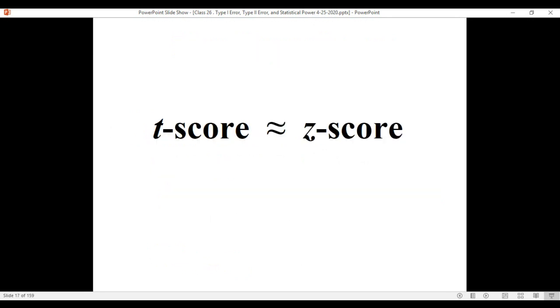Now, in most circumstances, a t-score is pretty much the same as a z-score. When you see the word t-score, you should think this is just a variation on the z-score. When sample size is less than 30, the t-score and z-score may be different, but you don't have to worry about that. For everything we do in this class, you can assume that the t-score and the z-score are identical.